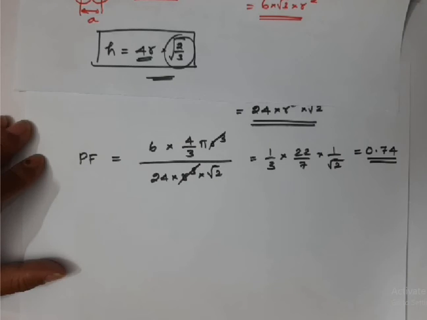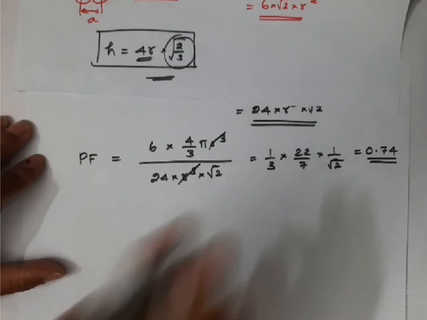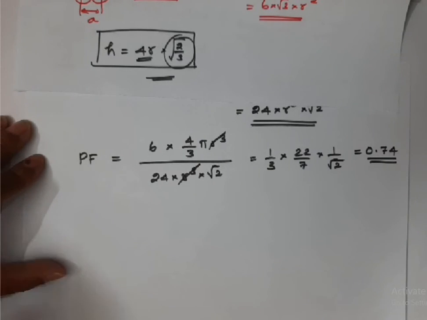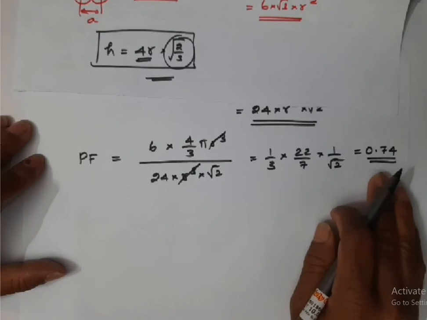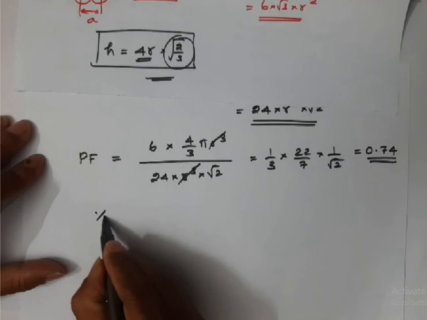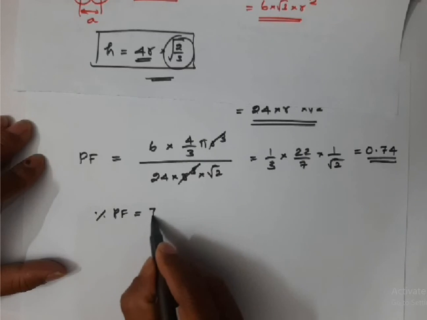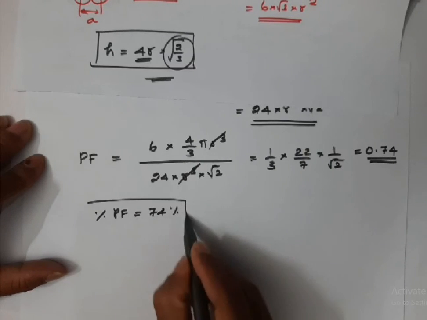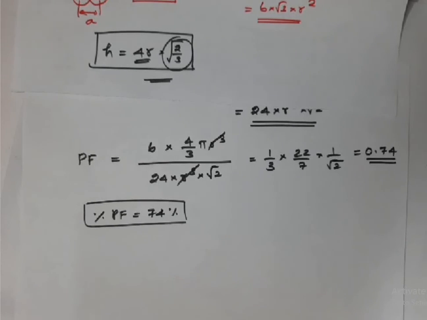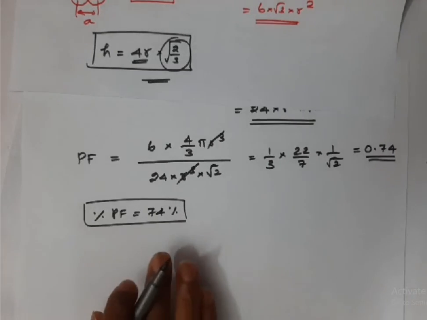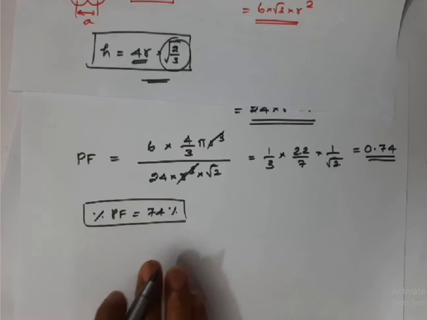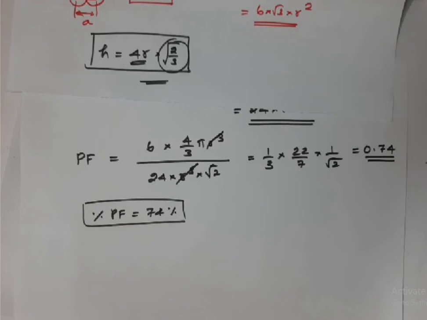Correct? We discussed the face-centered cubic unit cell where we got the same packing fraction. The hexagonal unit cell also has the same packing fraction, 0.74. So the percentage packing fraction is 74%. 74% of the unit cell is occupied by atoms. The remaining 26% exists as empty space. So this is regarding the hexagonal close packed crystal.